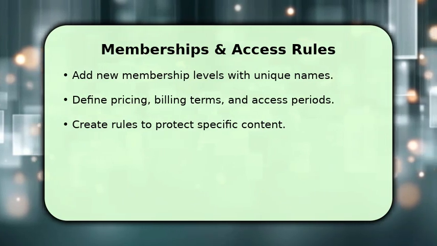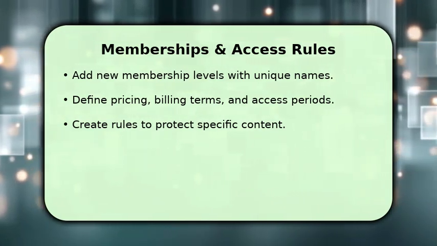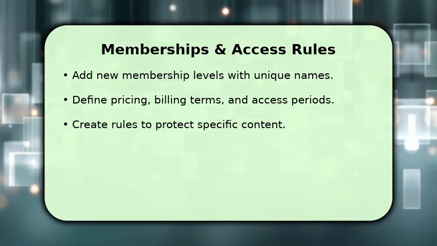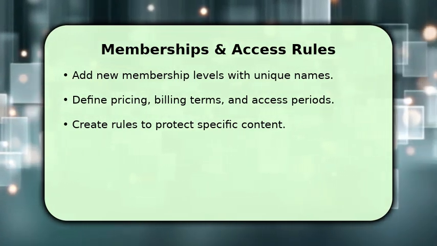Now, let's create your membership levels. Go to MemberPress, then Memberships, and click Add New. Give your membership a clear name, set its price, and choose the billing type, whether it's one-time or recurring.